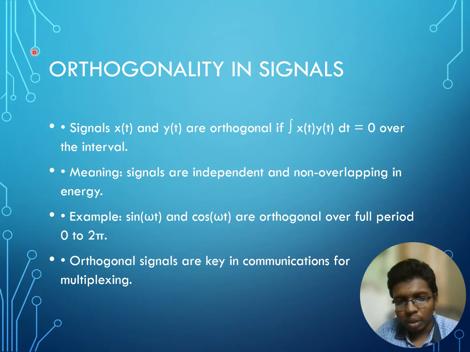Orthogonality in signals. Signals x of t and y of t are orthogonal if the integral of x of t y of t dt is equal to 0 over the interval. It means the signals are independent and non-overlapping in energy. Example: sin omega t and cos omega t are orthogonal over the Fourier period 0 to 2 pi. Orthogonal signals are key in communications and multiplexing.